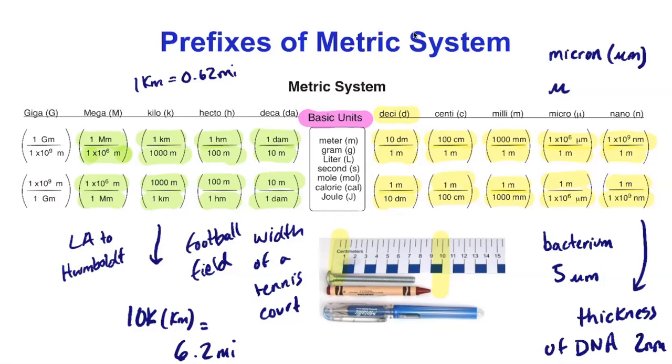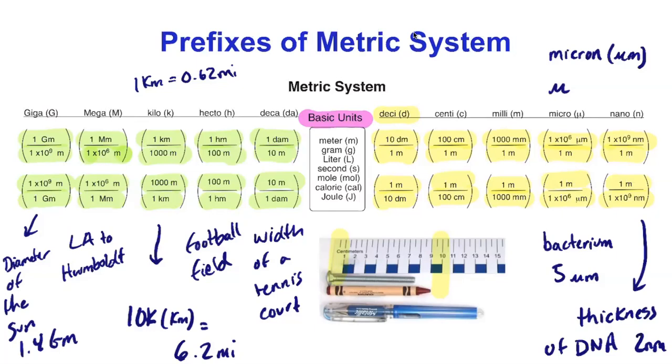Okay, jumping another 1,000-fold is giga. You might have heard of gigabytes, megabytes, right? These are the same prefixes. So 1 gigameter is a billion meters, or a billion meters is 1 gigameter. And this is a very long distance. The only thing I could think of that's close is the diameter of the sun, and that's 1.4 gigameters. Okay, capital G.